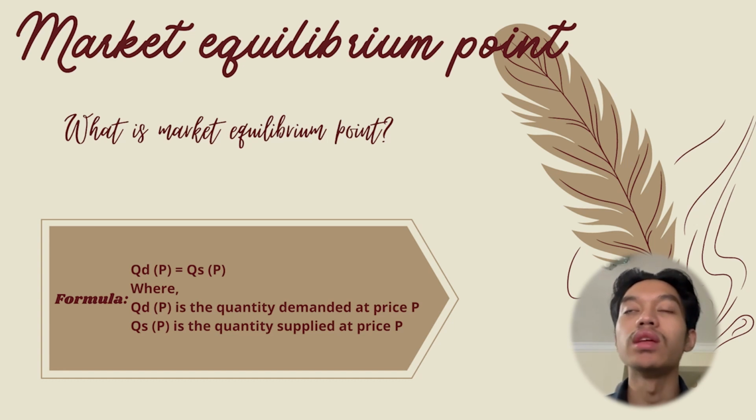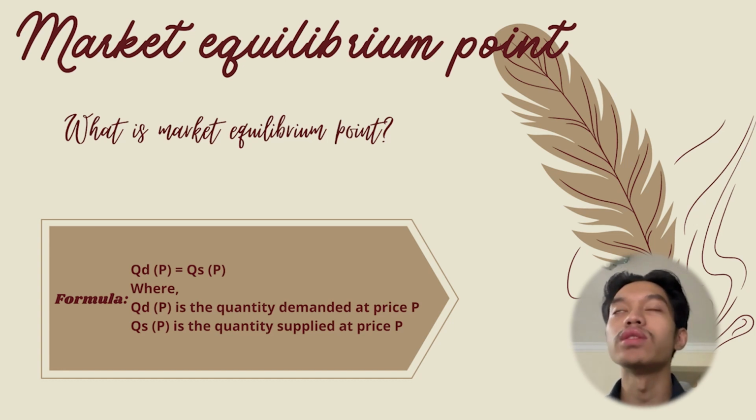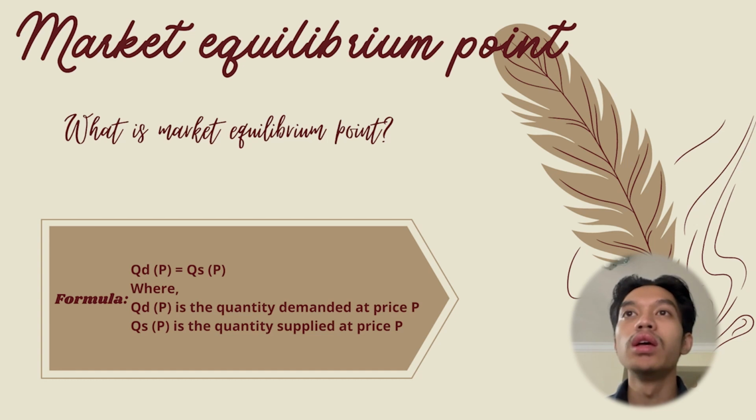So when the market is in equilibrium, there is no tendency for prices to change. In the market system, it is driven by two forces, which are demand and supply. These two forces play a crucial role in determining the price at which a product is sold in the market. So the price is determined by the interaction of demand and supply in the market.